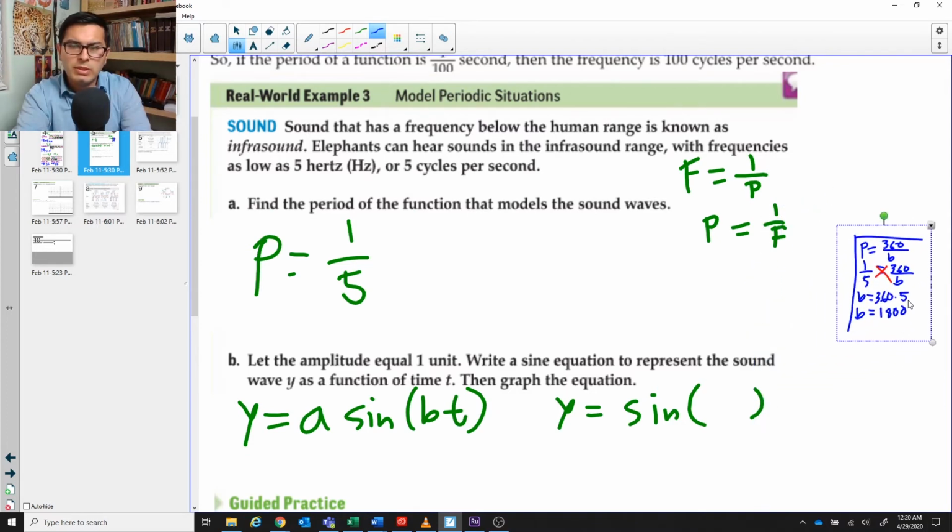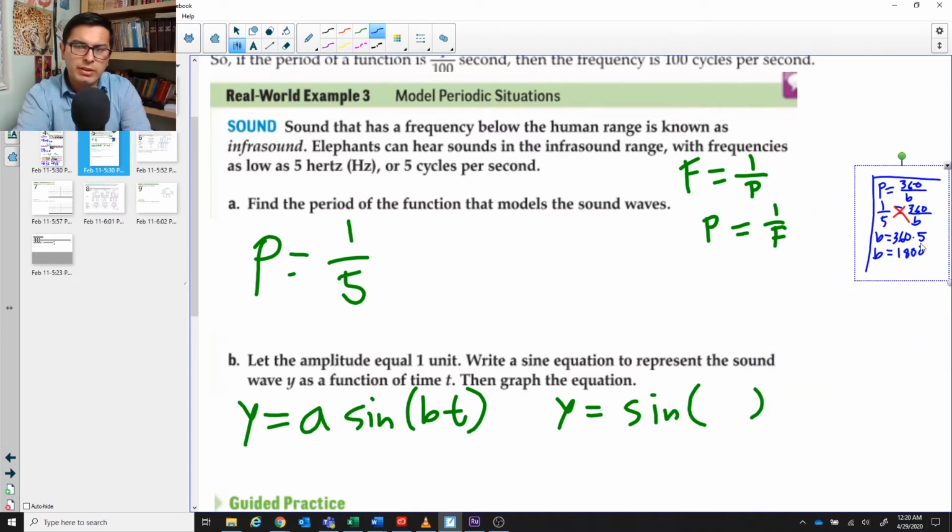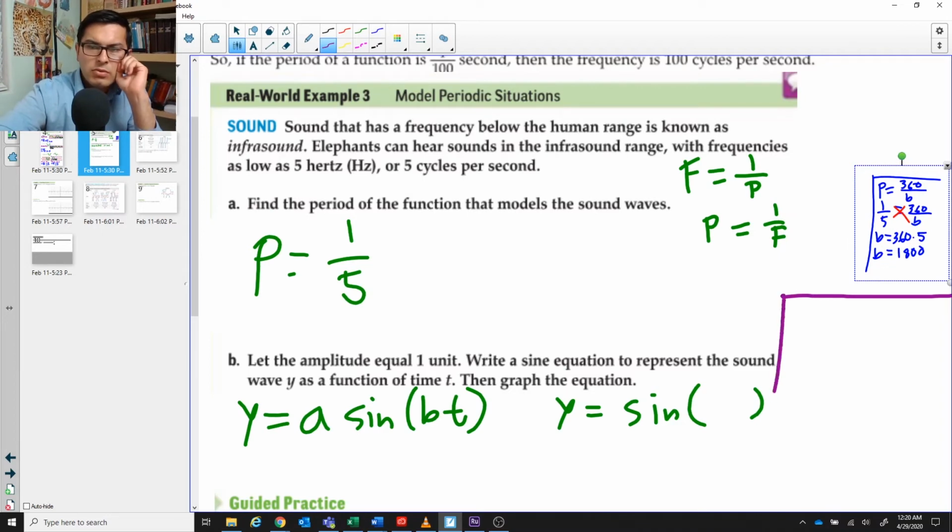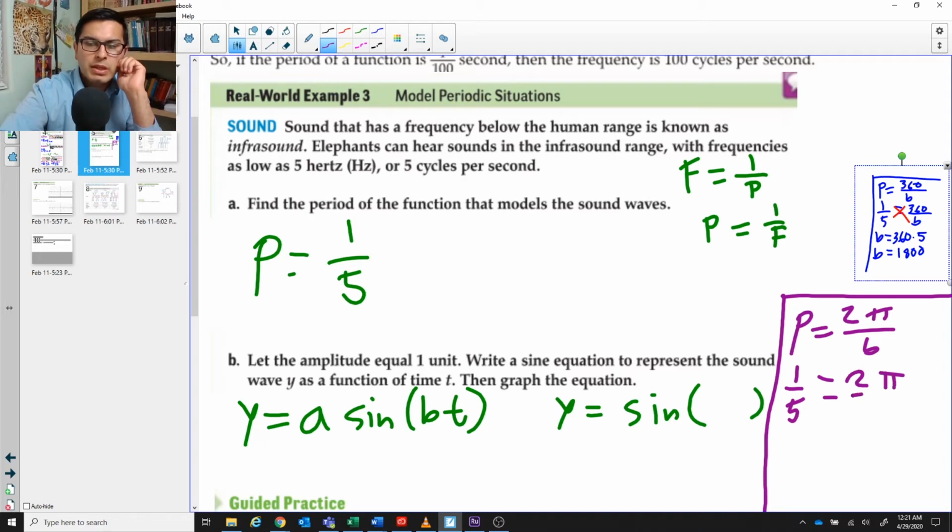Now, if you notice, that is a big number. So I'm going to use my radian measures, and I'm going to show you how much simpler this actually is. I'm going to put this in the "I don't want to deal with that right now" section and make a new box, but with radians instead. So my period is going to equal 2 pi over b. Again, I already know that my period is going to be 1 over 5.